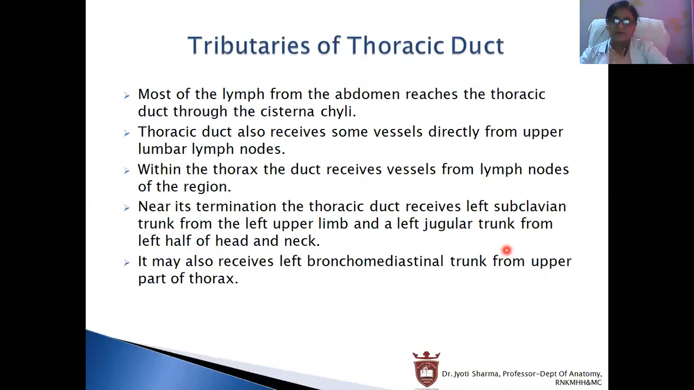Now we see the tributaries of thoracic duct. Most of the lymph from the abdomen reaches the thoracic duct through the cisterna chyli. Thoracic duct also receives some vessels directly from upper lumbar lymph nodes. Within the thorax, the duct receives vessels from lymph nodes of the region. Near its termination, the thoracic duct receives left subclavian trunk from the left upper limb and left jugular trunk from the left half of the head and neck. It may also receive left bronchomediastinal trunk from upper part of the thorax.